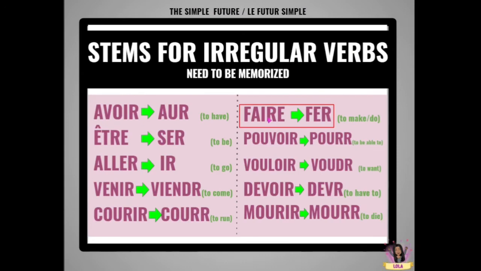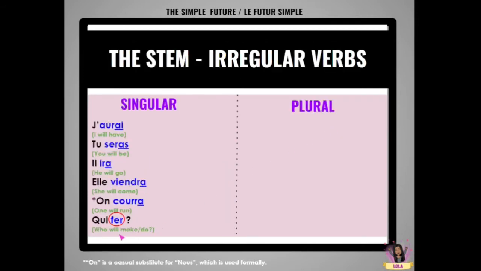Then we have faire, which becomes F-E-R, which means to make or do. And we see here F-E-R, and we know the ending is going to be an A again. So qui fera, who will make or do. So here's the endings again, AI, AS, A.